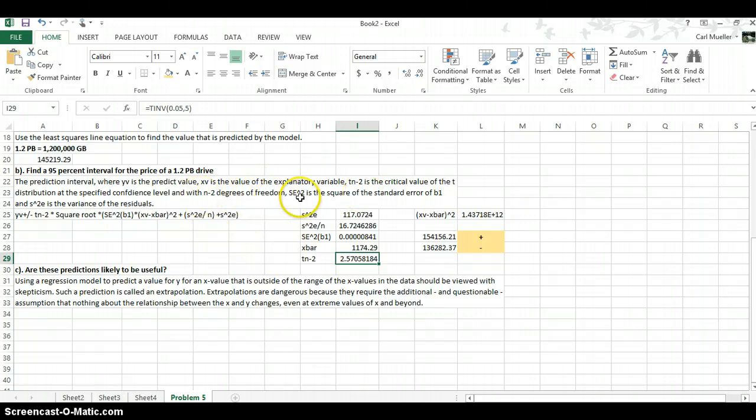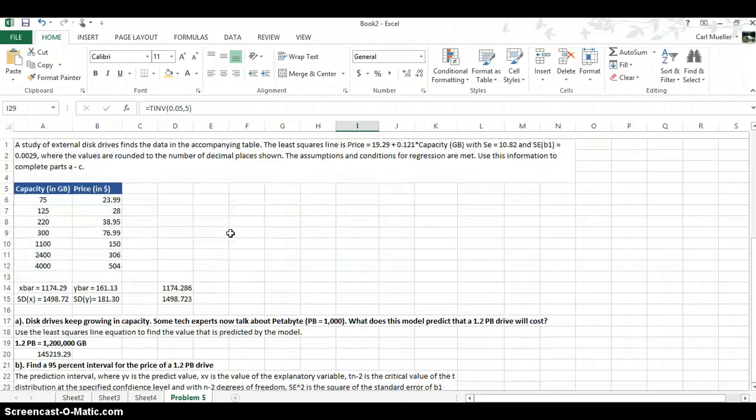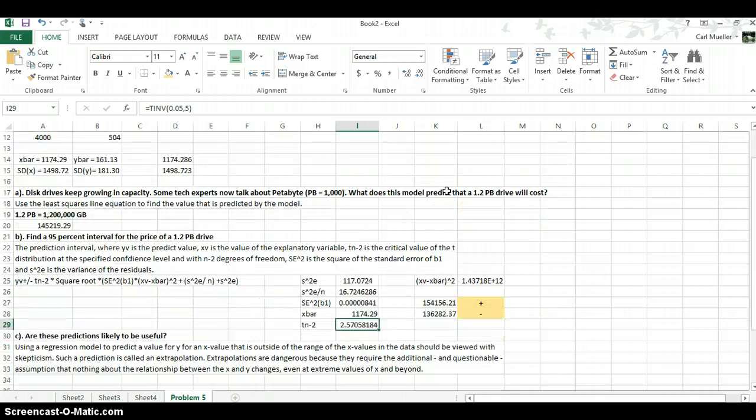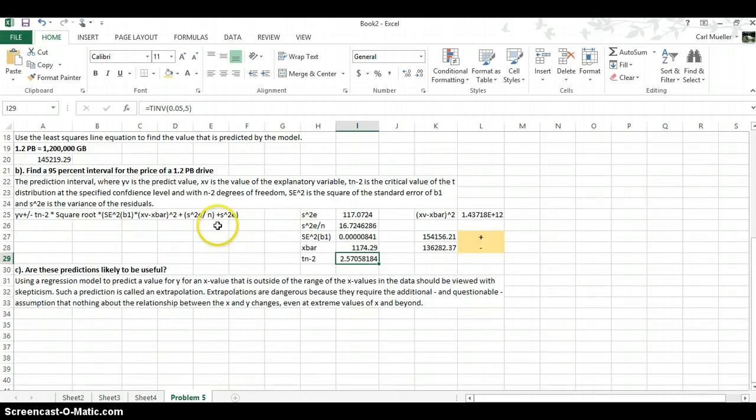And then standard error squared is the square root of the standard error of B1, and S squared E is the variance of the residuals. So as you can see, we've done that. Now if you scroll up to the top, they give the residual of 10.82. Now see that SE, but in the actual equation for the predicted value, it's S squared E. So we have to keep that in mind.